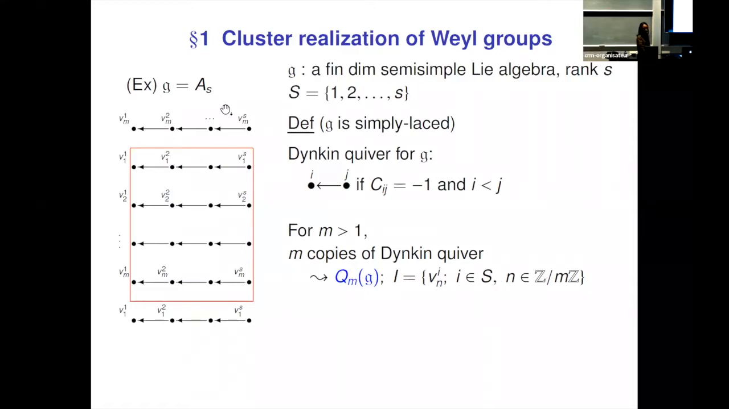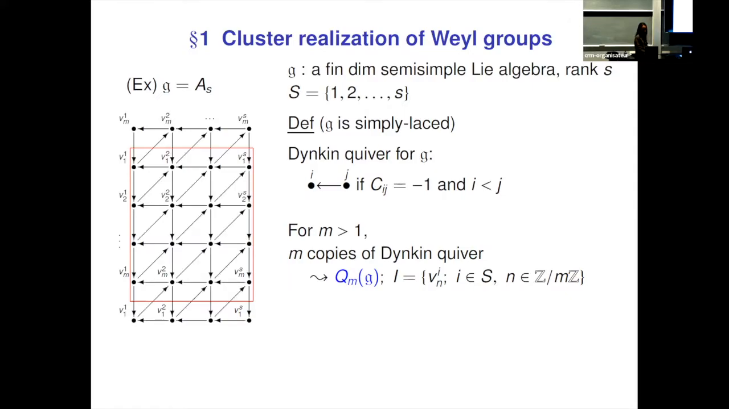This is a case that g is A type. So this picture shows s is 4. And this is the fixed Dynkin quiver first. Then we prepare m copies of this on the cylinder. And this rectangle means the fundamental domain on the cylinder. And we add vertical arrows first and diagonal arrows. So this is a definition of Q_m^g in this case.